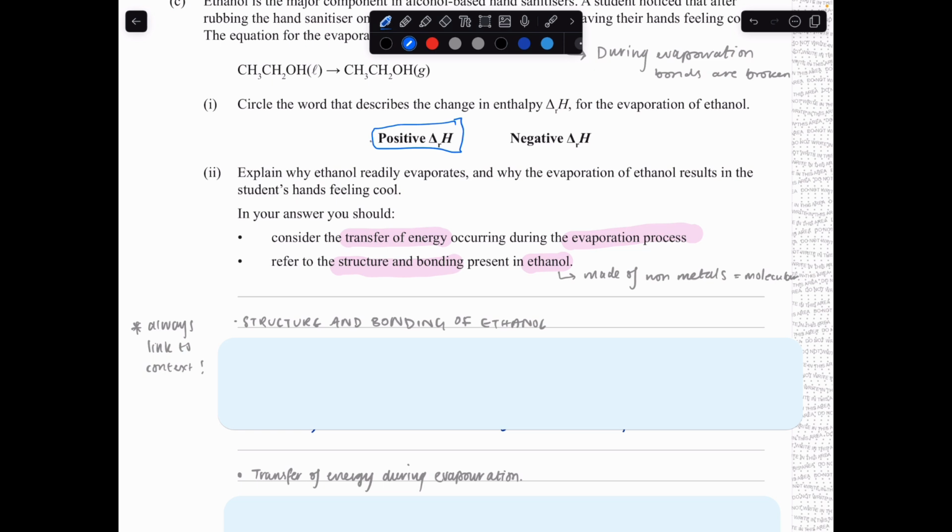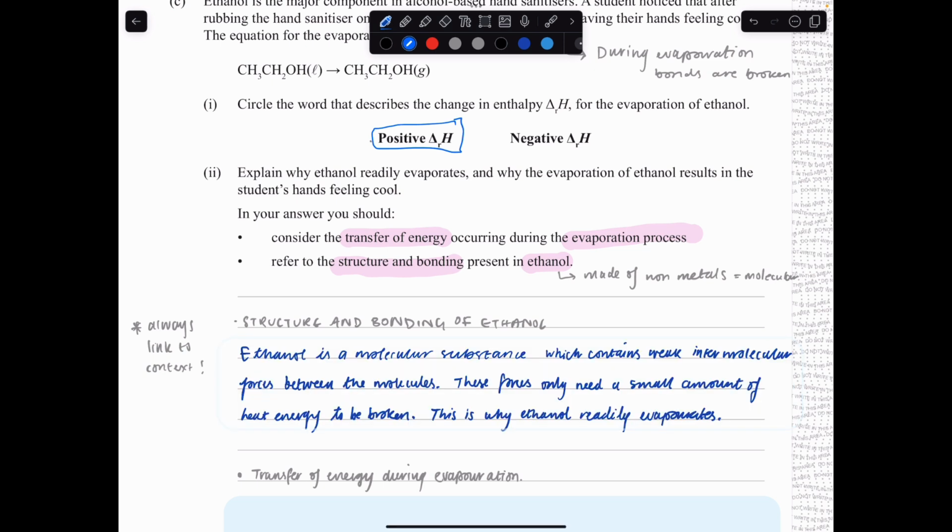So, ethanol is a molecular substance, okay, which contains weak intermolecular forces between the molecules. These forces only need a small amount of heat energy to be broken because they're weak, okay? This is why ethanol readily evaporates.